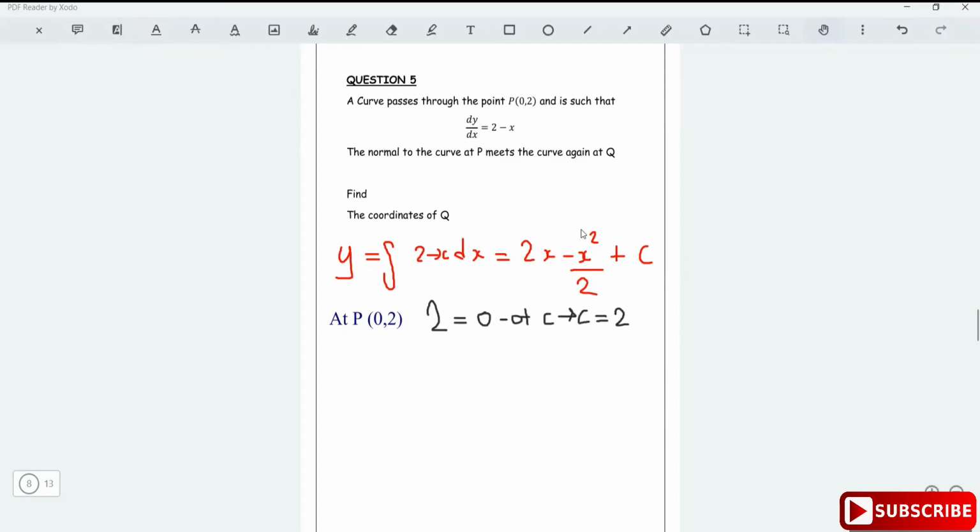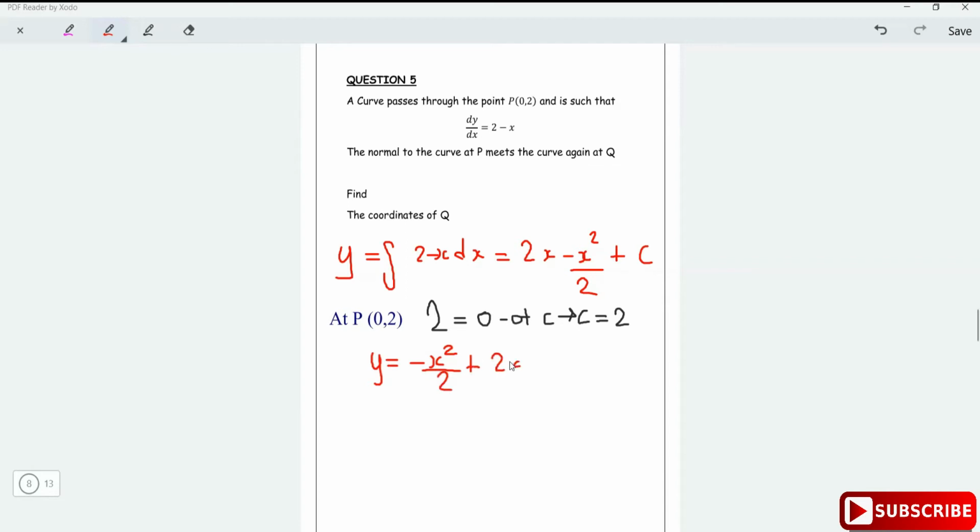Since c equals 2 now, we can write down the real equation of the curve. The equation of the curve is y equals minus x squared over 2 plus 2x plus 2. Nice.